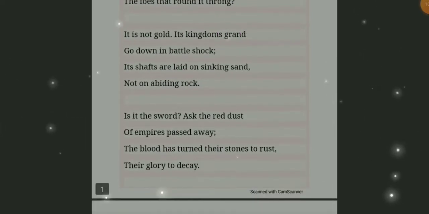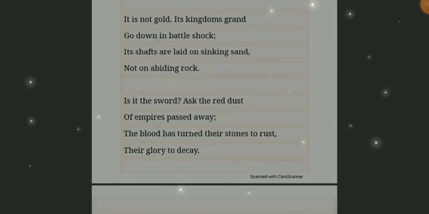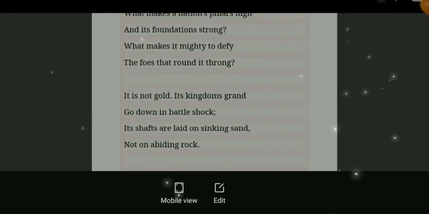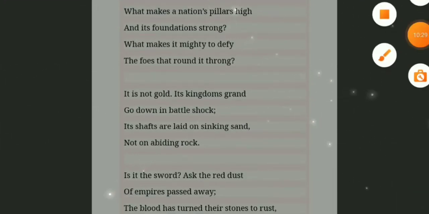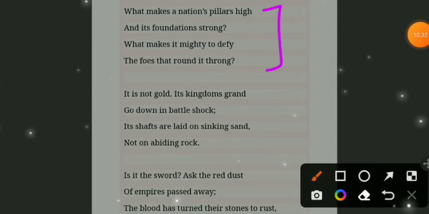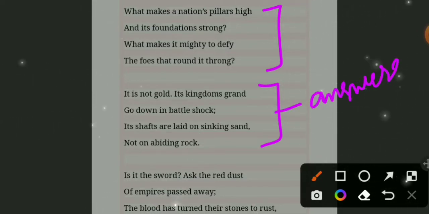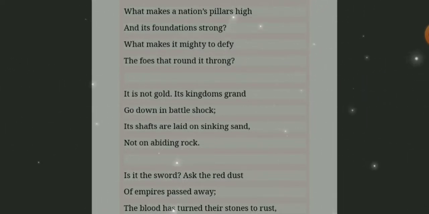Now let's talk about the second stanza. It is not gold, it's kingdom's grand. Now see, in the first stanza the poet is asking us questions, right? The poet asks questions, and in second stanza you see the answers of this. Okay, in the negative way. See, it's not gold, it's kingdom's grand, go down in battle shock. Poet कहता है कि गोल्ड नहीं है जो एक किंगडम को ऐसे पावरफुल बनाएगा या स्ट्रांग बनाएगा. इट्स नॉट गोल्ड. वाई? बिकॉज किंगडम्स ग्रैंड गो डाउन इन बैटल शॉक.